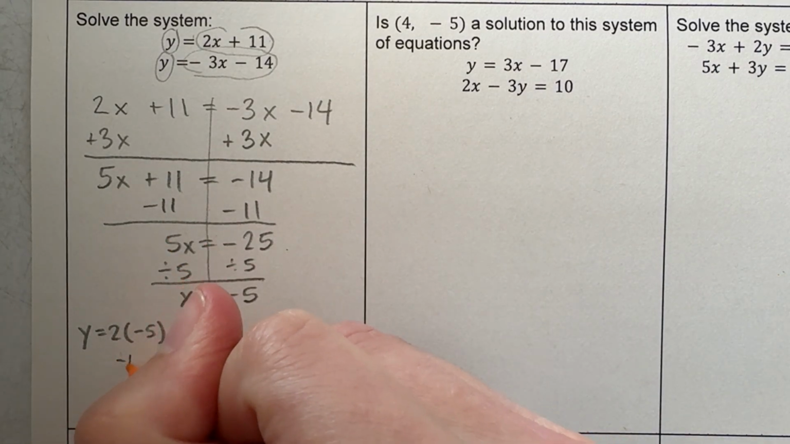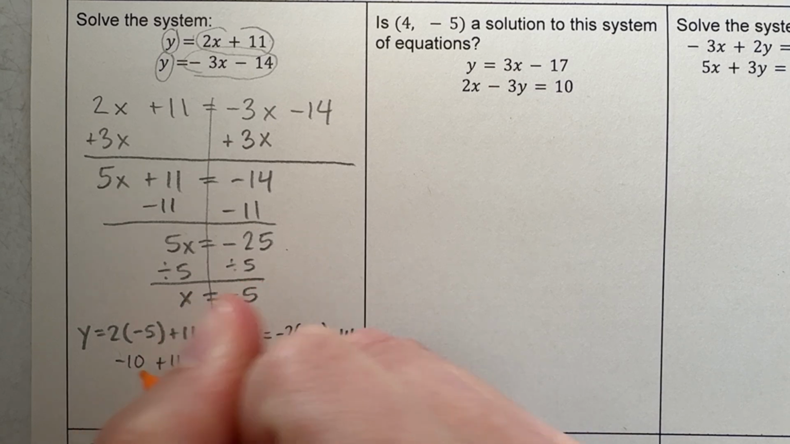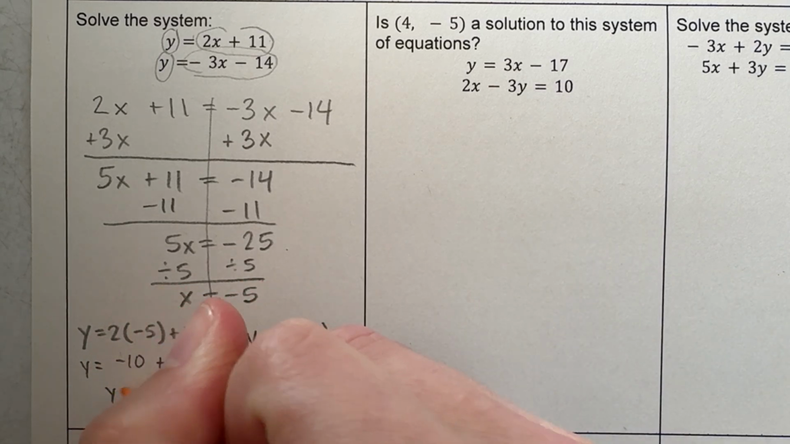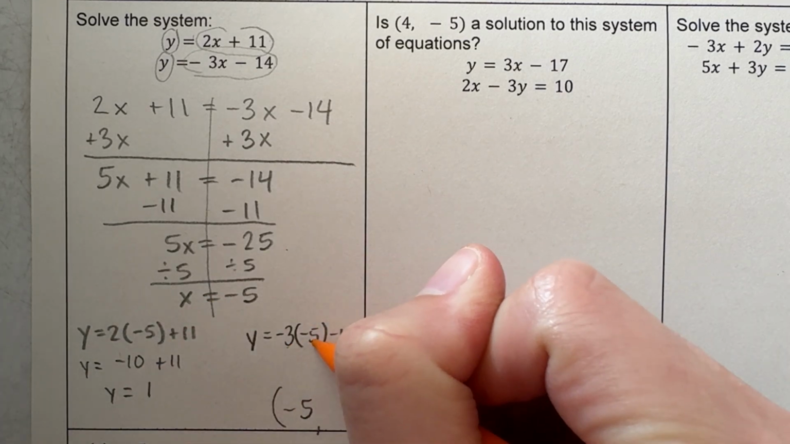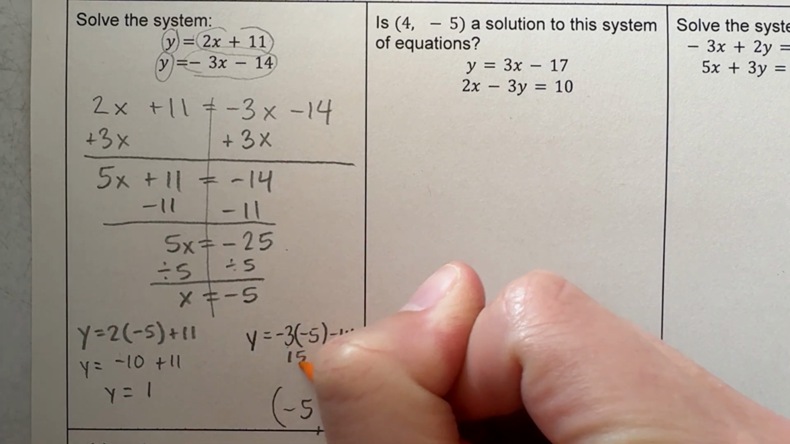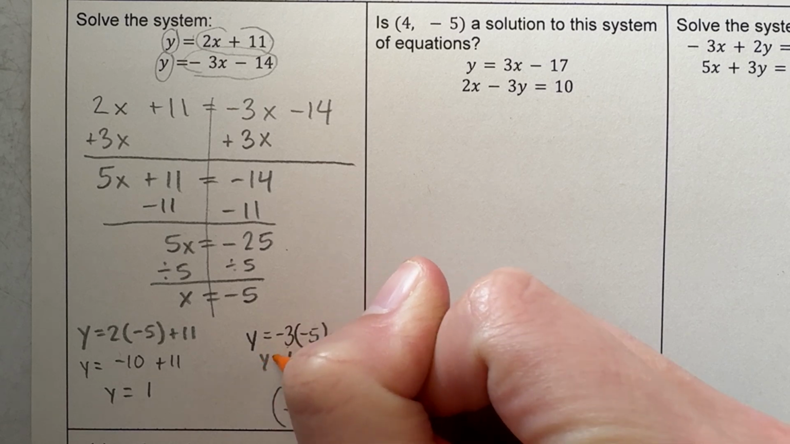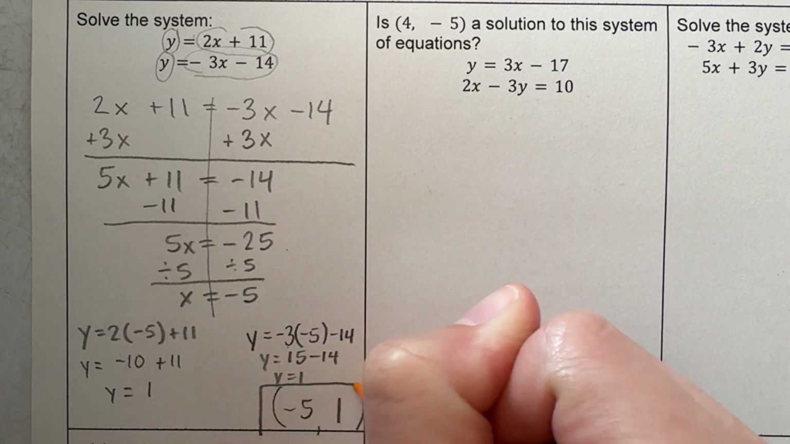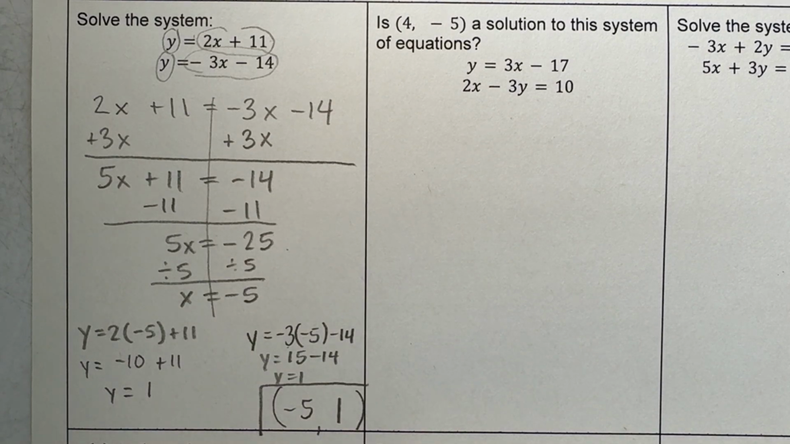2 times negative 5 is negative 10 plus 11. Negative 10 plus 11, that's the same as 11 minus 10. That's 1, right? And remember, this is y equals 1. Okay, same over here. Negative 3 times negative 5, that's a negative times a negative is a positive. Okay, 15 minus 14 is 1. So I got 1 both times, and I can feel really confident that that's the correct answer.